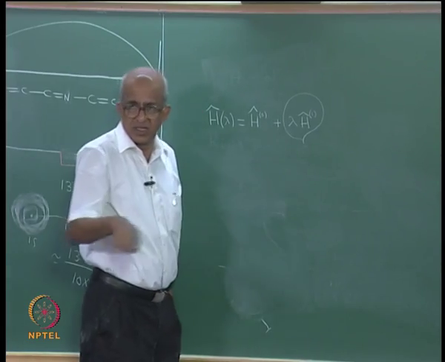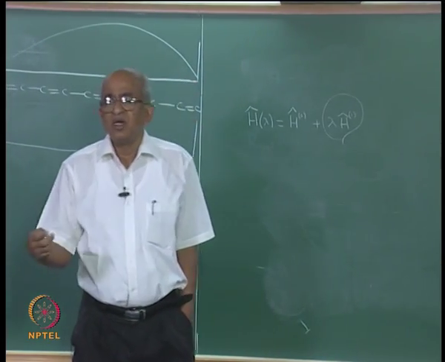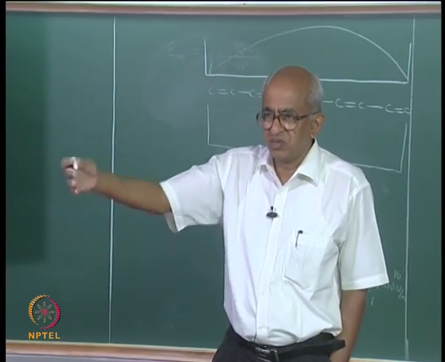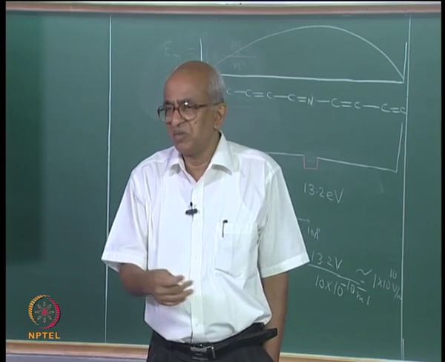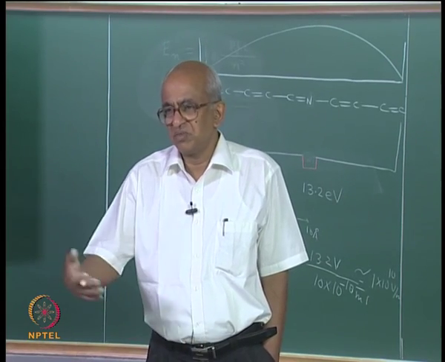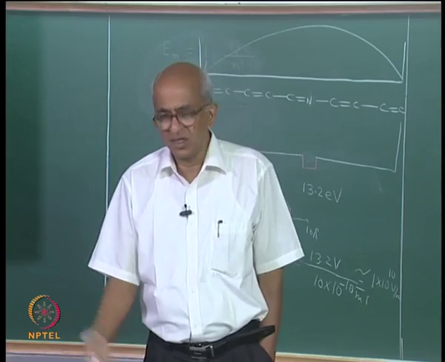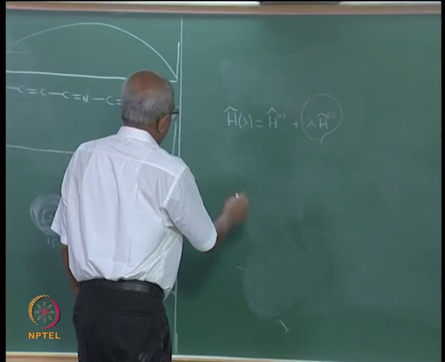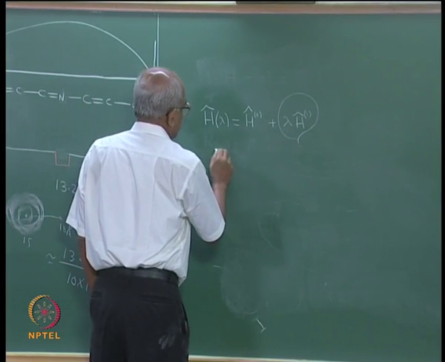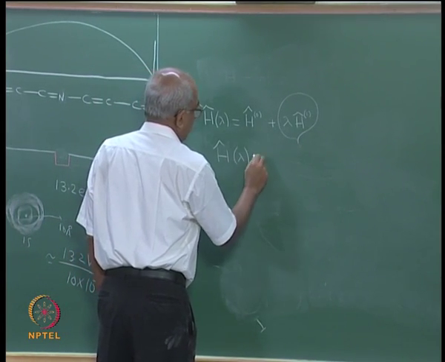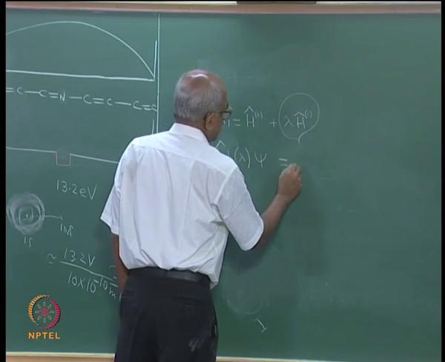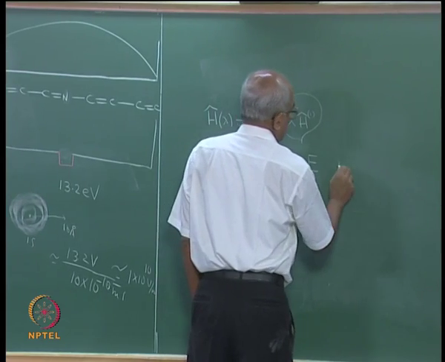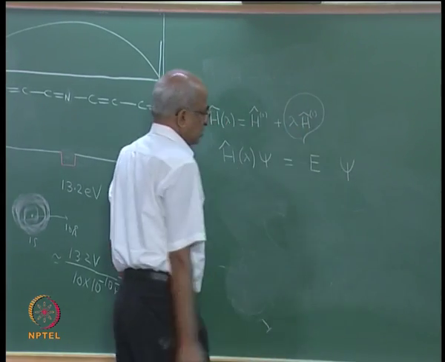I mean, for example, in the hydrogen atom example I have showed you, electric fields that exist in the hydrogen atom could be of the order of 10 to the power of 10 volts per meter, while the electric fields that I apply may be perhaps 100 volts per meter, or much smaller essentially. So, what is it that I want to do? I want to find solutions of this equation H lambda operating upon psi is equal to E psi.